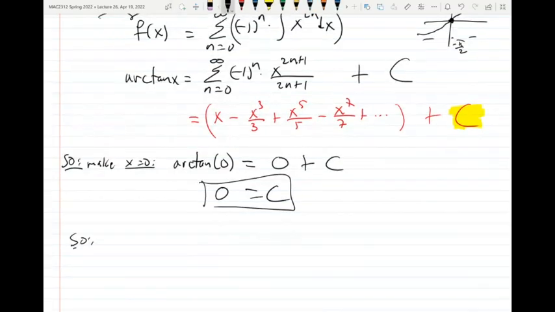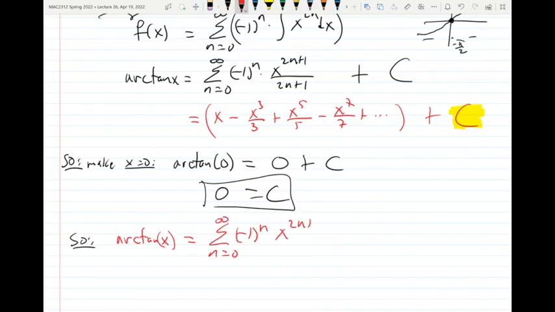So that means that the arctangent function is equal to what? Arctangent of x is the sum from 0 to infinity of negative 1 to the n times x to the 2n plus 1 over 2n plus 1. Yes? The plus c, now we can ignore it because c is equal to 0. All right, but you need to find it, and you always find it by plugging in the center of the series, and that's going to allow you to figure out the constant.